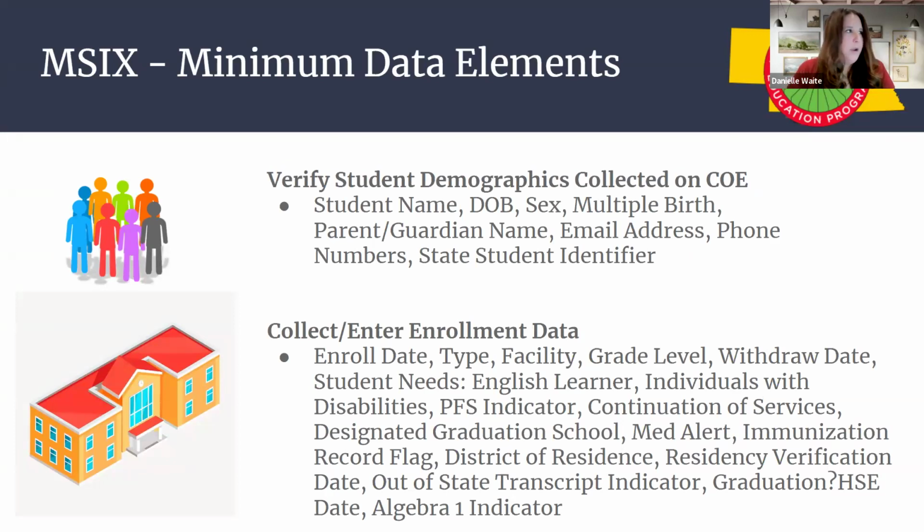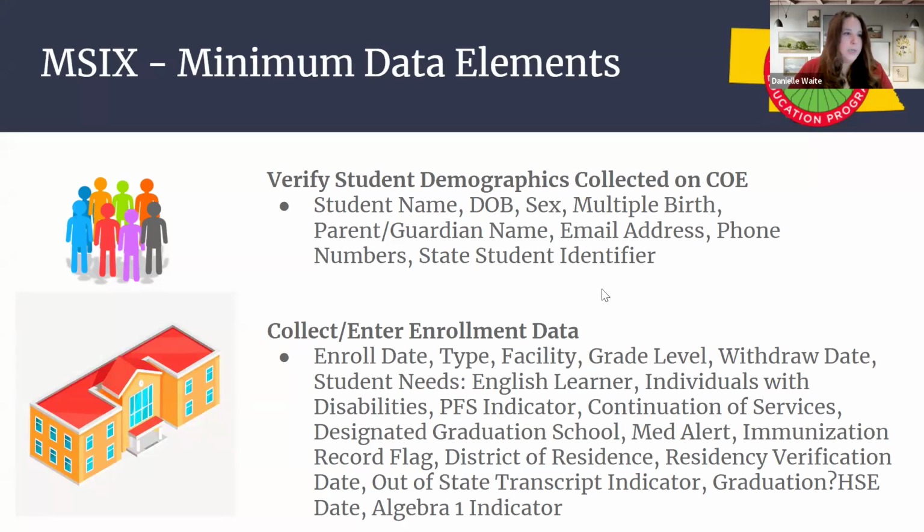So we'll talk a little bit about the M6 data elements. These are M6 data elements that the data specialists are in charge of making sure are up to date and that we meet the requirements for the program. So first of all, they're in charge of verifying student demographics that are collected on the COE, and you can see them listed here. Student name, the date of birth. Often those are items that you find when you're verifying with schools that may be a little bit different, spelling, things like that. Keeping the email addresses and phone numbers and everything up to date.